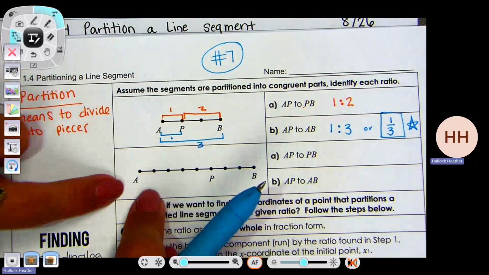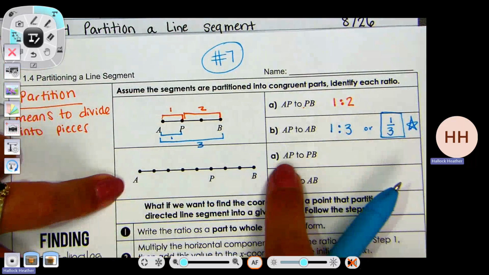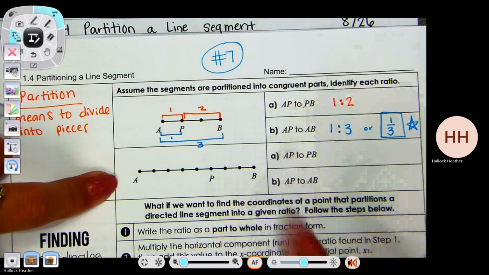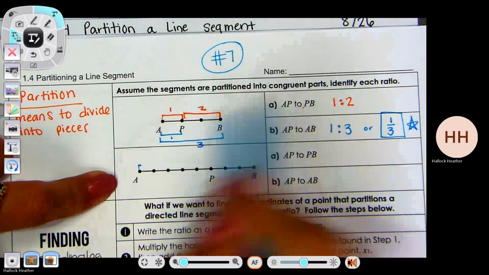So this is kind of like a little warm up. So the next one, if I say AP to PB, how much is A to P? 5. Oh, I don't want to use blue.